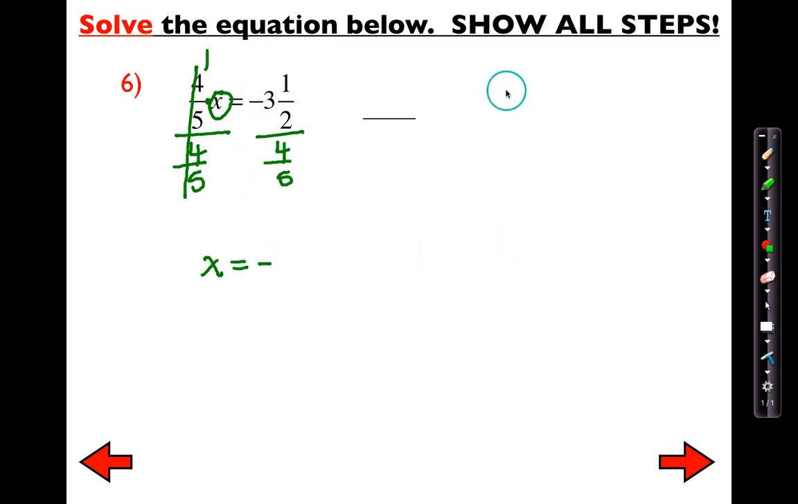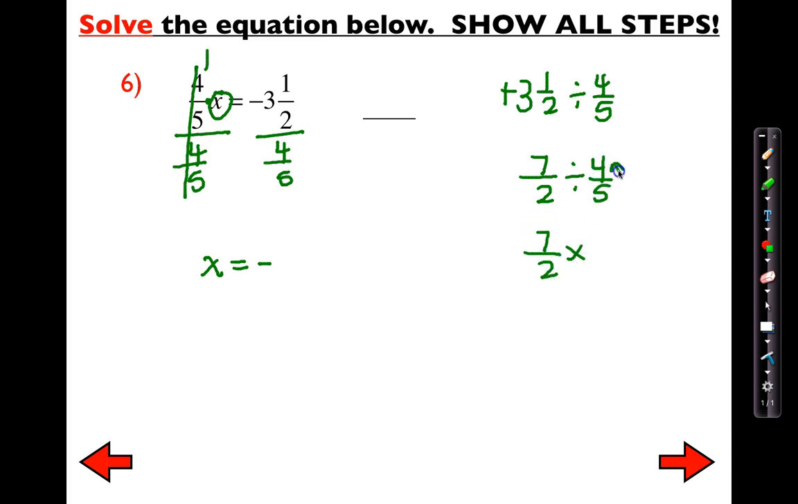Let's do some side work. Negative 3 and 1/2 divided by 4/5. First of all, let's remember we already took care of the sign, so I really don't need this anymore. We're going to have 7/2 divided by 4/5, which can be changed to 7/2 times the reciprocal. I can't cross reduce, so I'm going to be left with 35/8, negative 35/8.